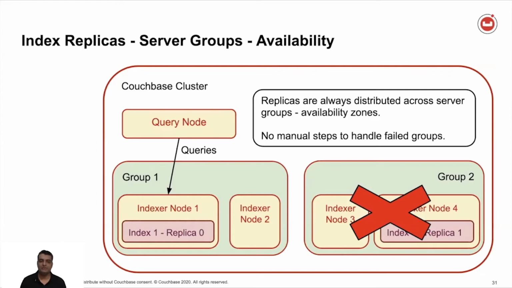Each server group has two indexer nodes each. And when placing the replicas, the index service chooses one replica to be placed on indexer node 1. The second replica will never be placed on indexer node 2. It will always go to indexer node 3 or indexer node 4 based on the load. So when the entire server group fails, the query node, as earlier, will route all the queries to indexer node 1, and without any manual steps, the query availability is guaranteed.